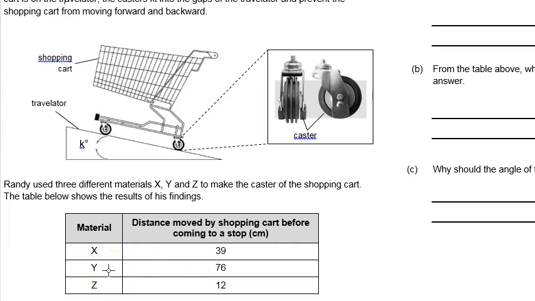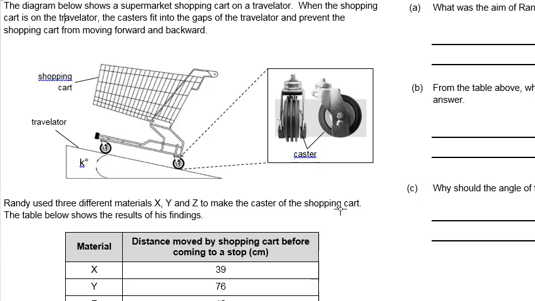In fact, Z only allowed the shopping cart to move the least distance, whereas Y, on the other hand, is on the other extreme. Y allowed the shopping cart to move quite a distance before it stops, meaning that Y has the least friction between the travelator and the caster.